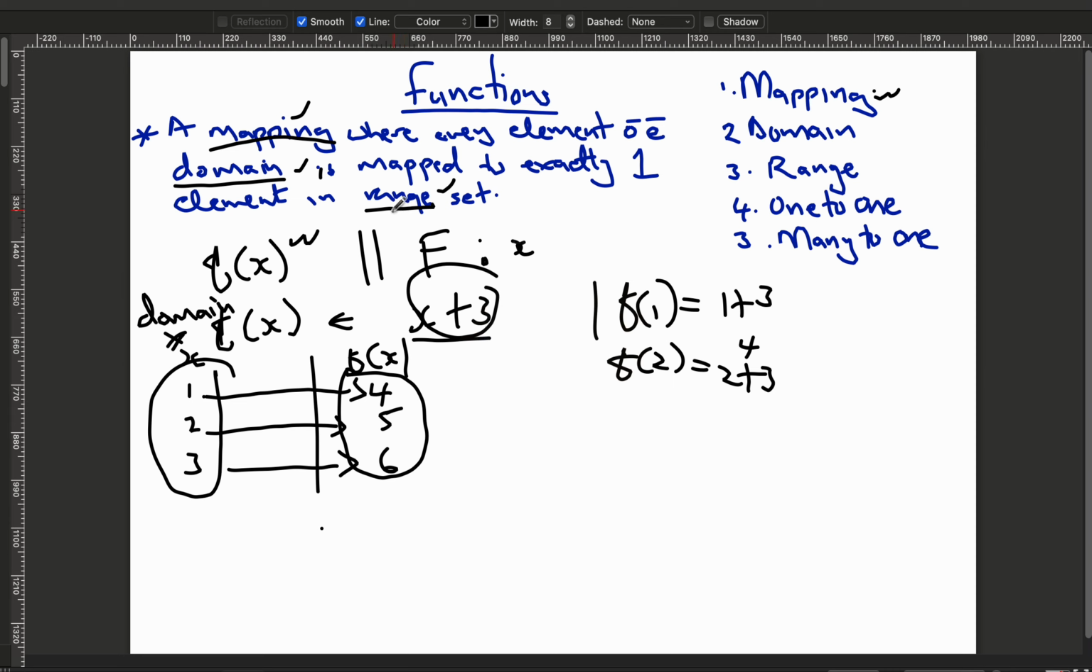You get the point? So an easy way to remember this is that D is first, then R is second in the alphabet. So domain, input values; range, the output values. That's how you can easily remember that.